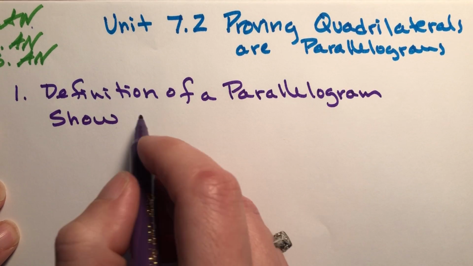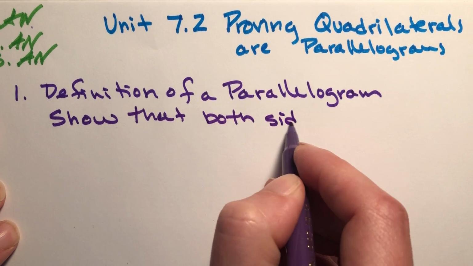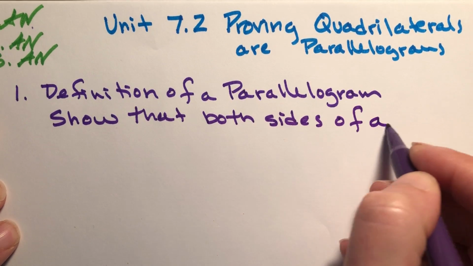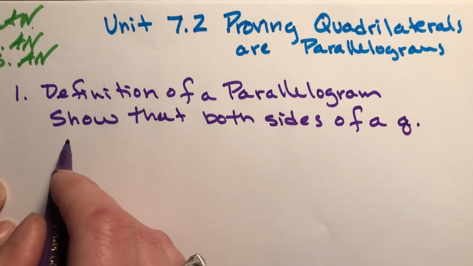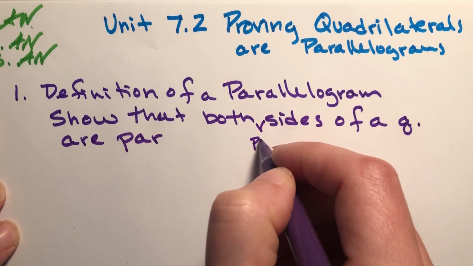So we can show that both pairs of sides of a quadrilateral are parallel. Both pairs of sides, sorry, pairs.